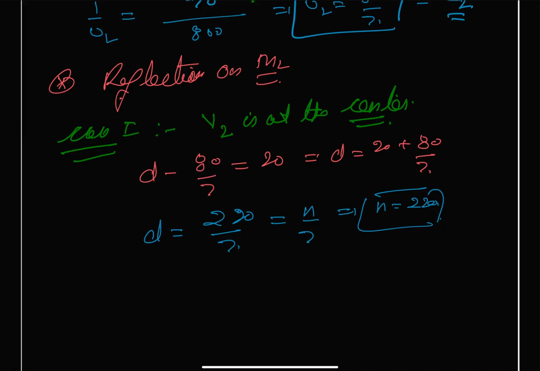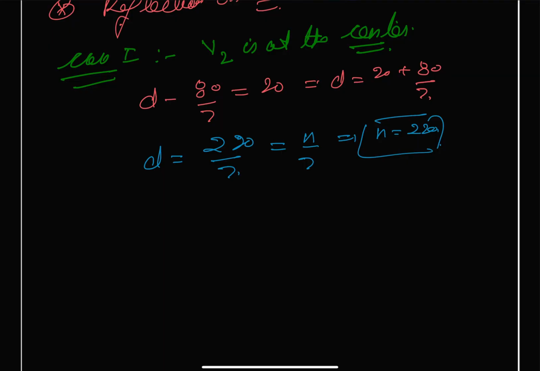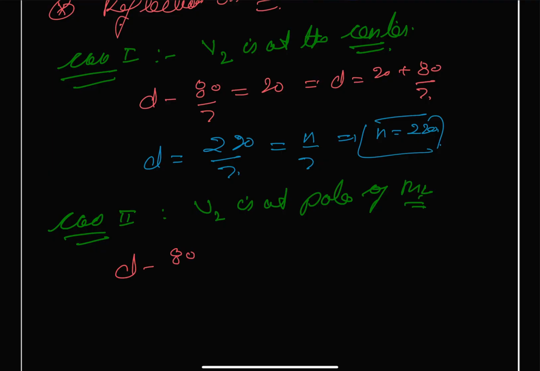And next is our V2 is at the pole of M2. Case 2 is our V2 is at the pole of M2. Therefore, we can write that D minus 80 by 7 will be equal to 0, giving us D is equal to 80 by 7, which is equal to n upon 7. So we get this as that our n is equal to 80.